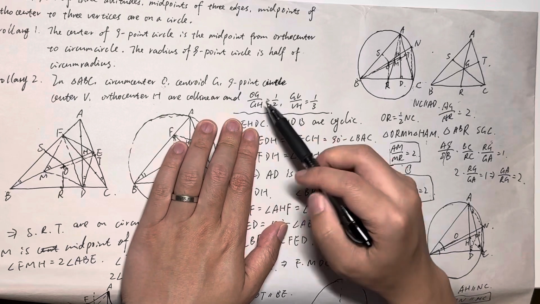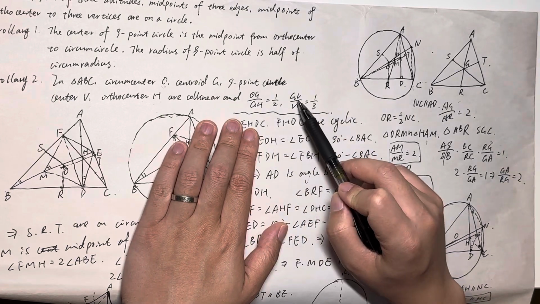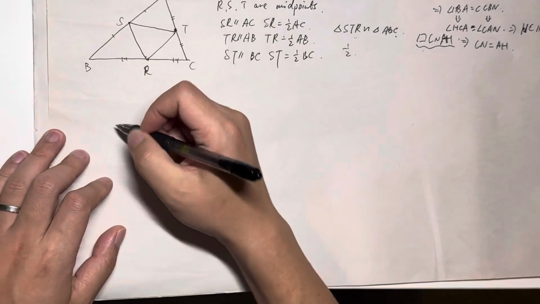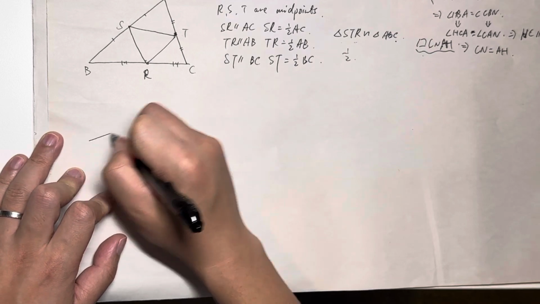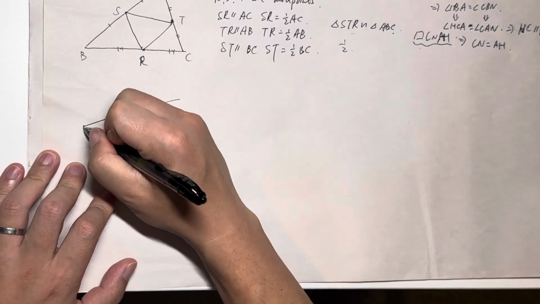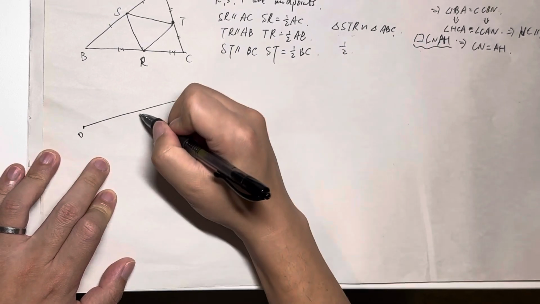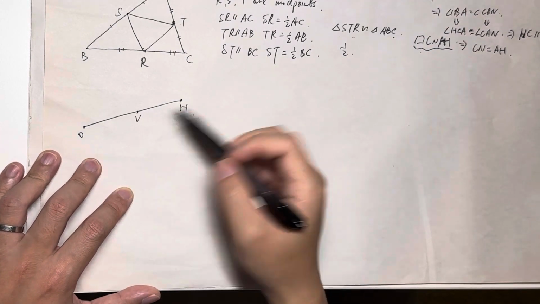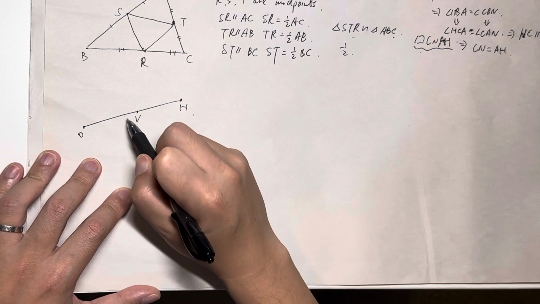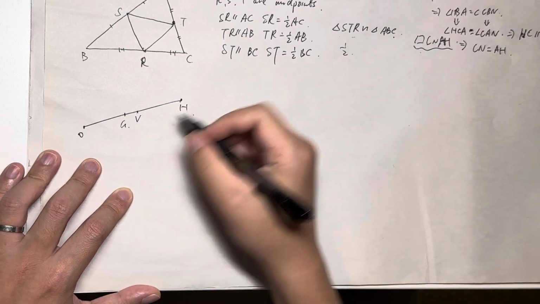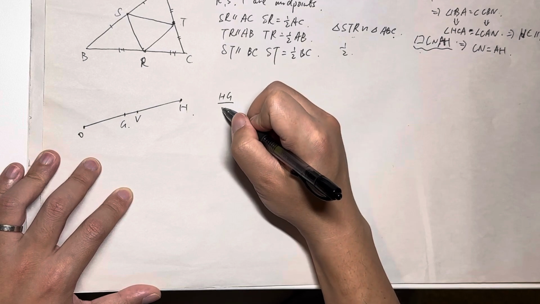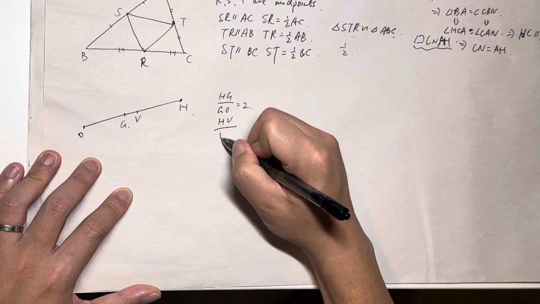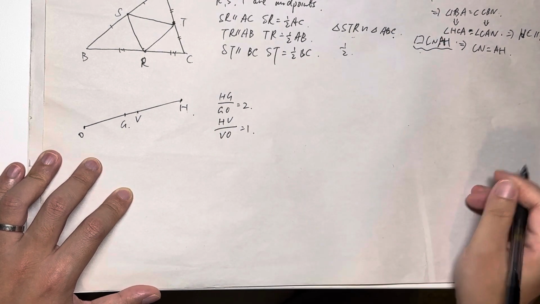And now we want to prove OG to GH equals 1 to 2, GV to VH equals 1 to 3. This would be very easy to do, right? Because we know that, let's just draw a line here, representing O to H. And V, that's the center of the 9-point circle, is the midpoint of OH. And we have another point, centroid G, right? We already know that HG to GO equals 2, right? And HV to VO equals 1, right?